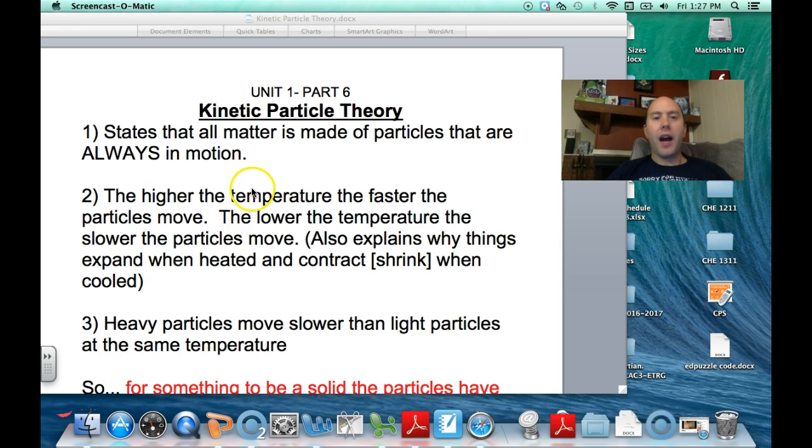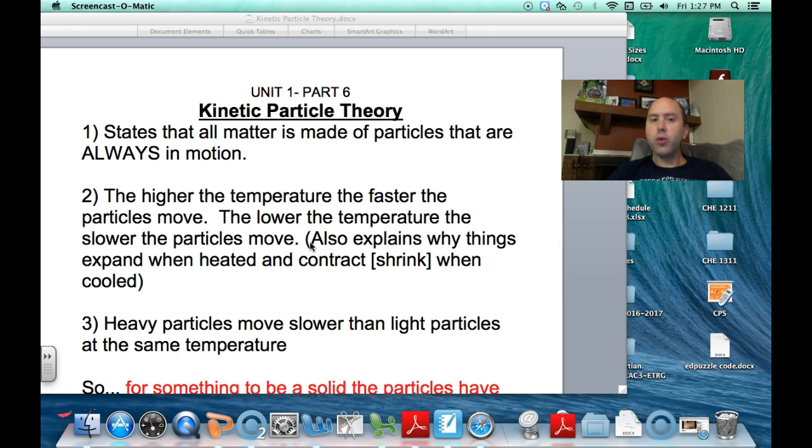However, the higher the temperature, the faster the particles move. The lower the temperature, the slower the particles move. So if you heat something up, the particles are going to move faster. Or think of it like this, when you run in gym class, or you just go out running, or you play a sport, you've been running a lot, you've been moving faster. How does your body feel? It feels warm. The faster you move, the particles start to move faster, and that's what that warmth is.